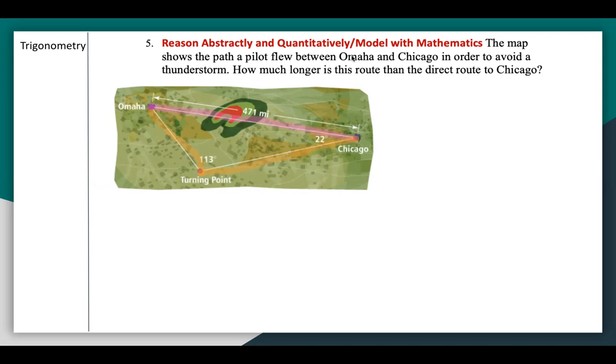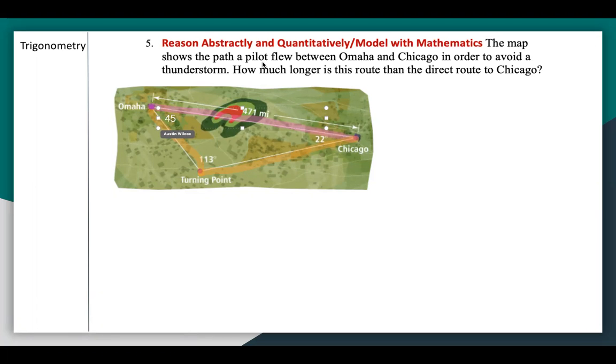So now what we're going to do is just do the law of sines one more time. So I have this triangle here, 113 degrees at the turning point, 22 degrees at Chicago, which means at Omaha this is 45 degrees. Again, this goes back to the idea that 180 degrees forms a triangle, and I already have 113 and 22, which means the third angle must be 45. This is 180 minus 113 minus 22, and that gives me 45.